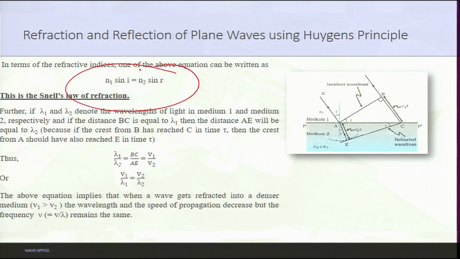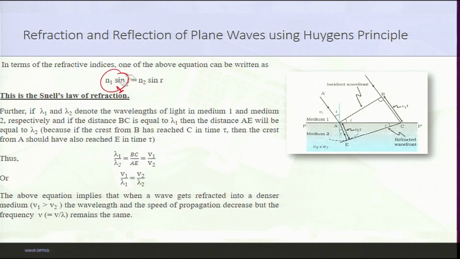So, Snell's law of refraction states that n1 sin i, where i is the angle that the ray makes at the interface in the first medium only, is equal to n2 sin r. What are n1 and n2? They are nothing but the refractive indices. This is the equation we got in the last lecture: n1 sin i is equal to n2 sin r. Quite easy to remember, these are both for the first medium and these are both for the second medium.